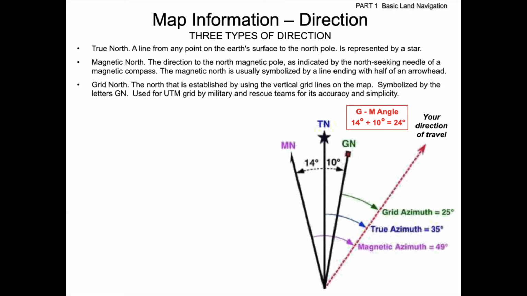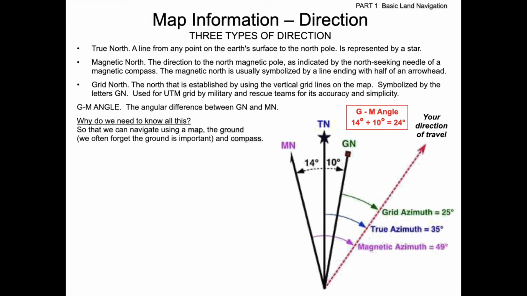Grid north. North is established by using the vertical grid lines on a map, symbolized by the letters GN, right? Grid north is used for the UTM grid by military and rescue teams for its accuracy and simplicity. So using a protractor of some kind, that's how you're going to get angular measurements off a map so that you can navigate using grid azimuths, right? All right, GM angle. The angular difference between grid north and magnetic north. Why do we need to know all this? So that we can navigate using a map.